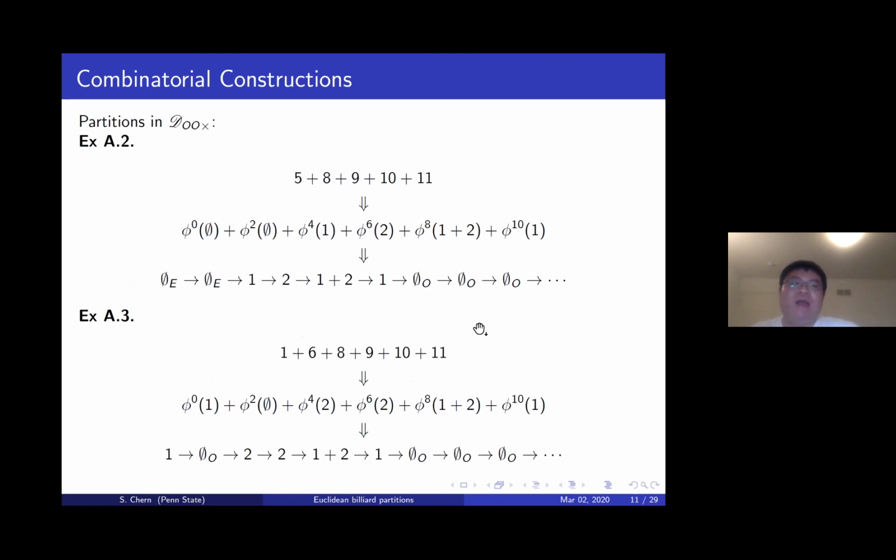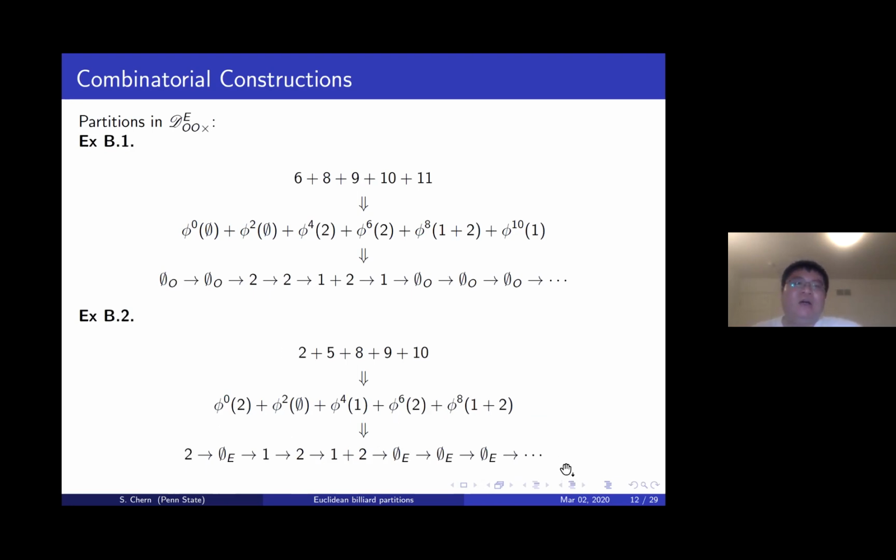So again, we have a chain in C sub pi, and likewise for this one, again, we have 1, empty, 2, 2, 1 plus 2, 1. So again, we can transform this partition into this infinite chain.